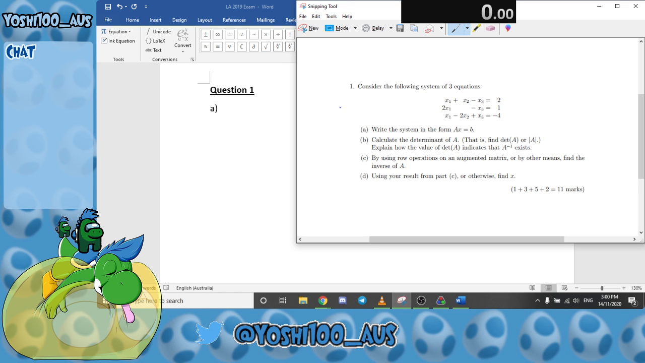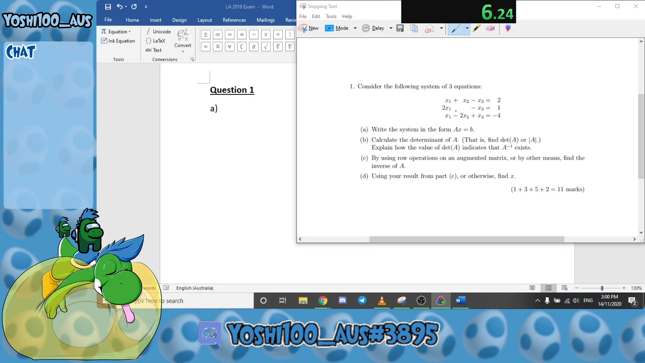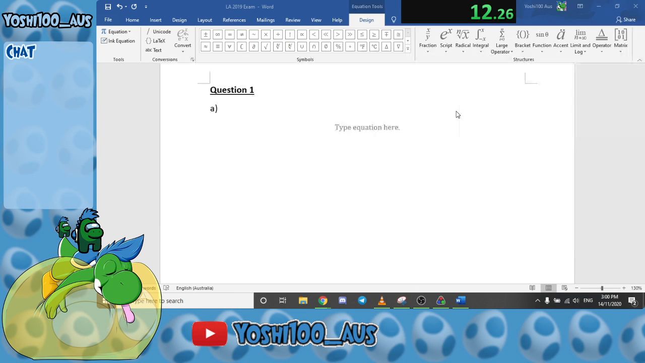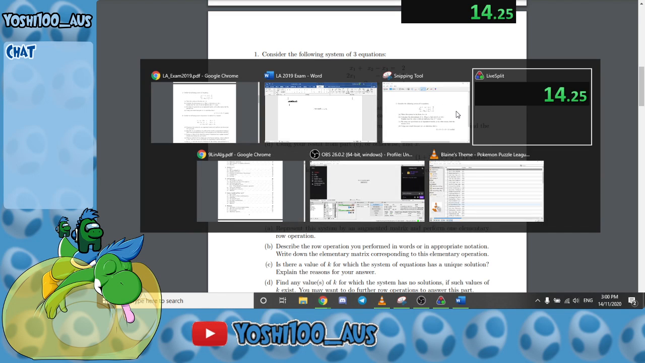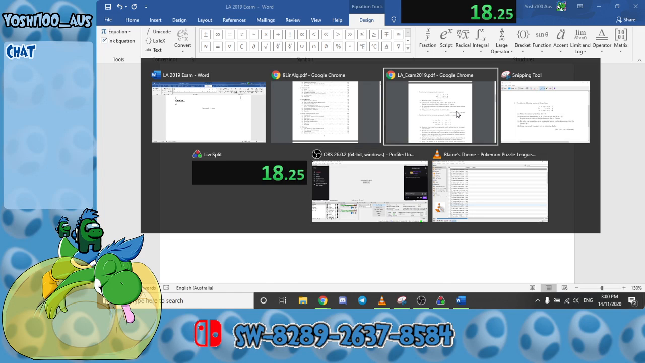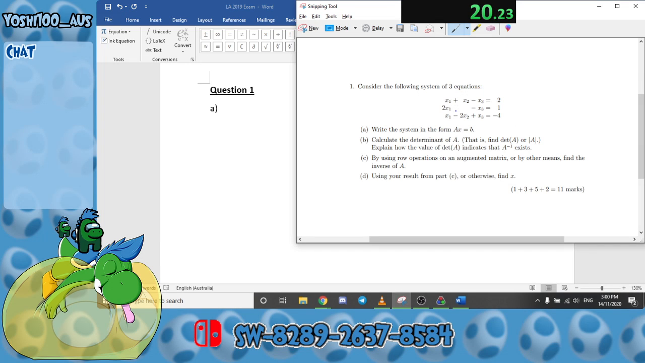Okay, so I think I'm just gonna get started now. The 3-hour exam, so yeah, let's do this. Our initial matrix is what? Okay. Let me tab everything over first. Okay, so now we have this one and the exam one and the snipping tool thing.